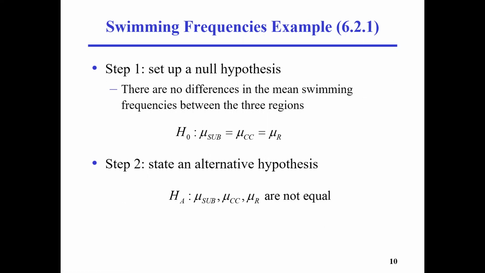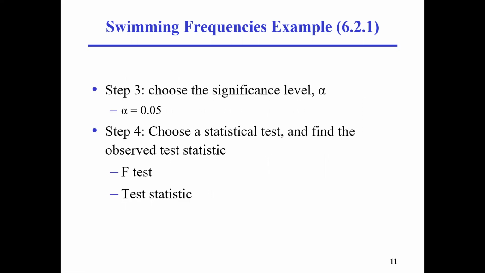So step 1 is always to set up a null hypothesis. Here the null hypothesis is mu suburb is equal to mu central city is equal to mu rural. The alternative hypothesis is that the 3 of them are not equal. Step 3, choose the significance level, alpha. Alpha is equal to 0.05. Usually this value should be provided in your question, and if not, if you're doing actual research, you have to decide it yourself.